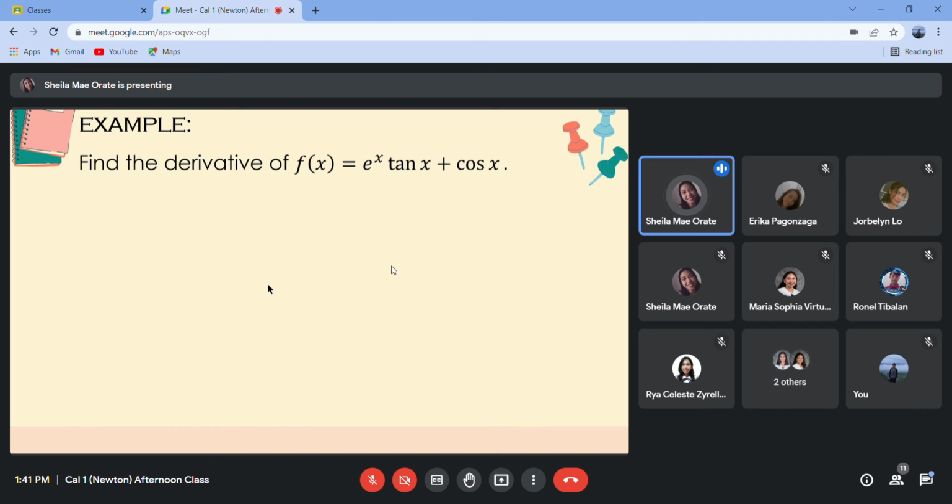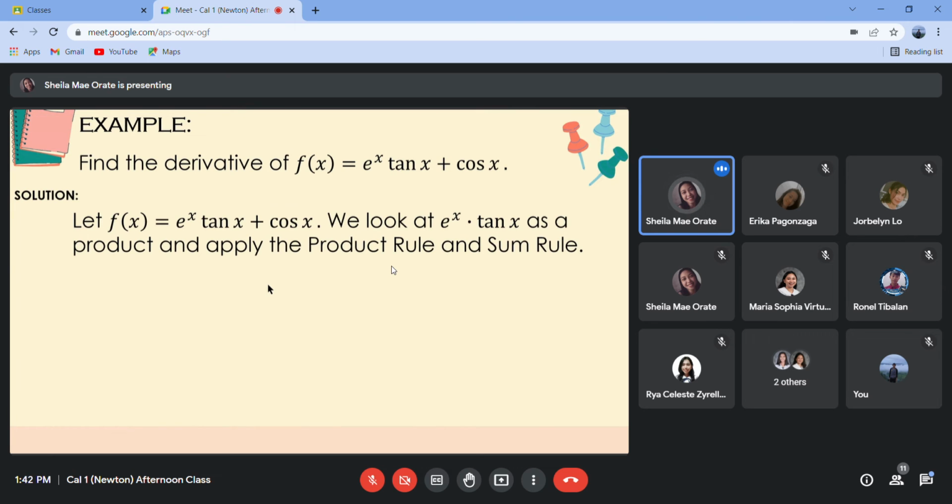How about Erica, Kirstel, Raya? Do you have the answers? Let's check this, whether her answer is correct, and check the process.